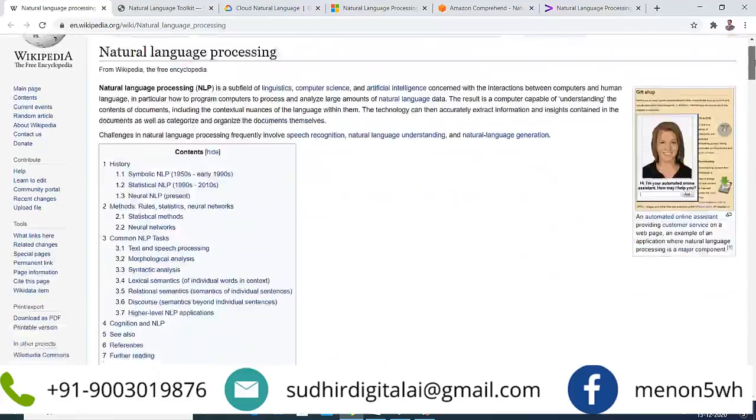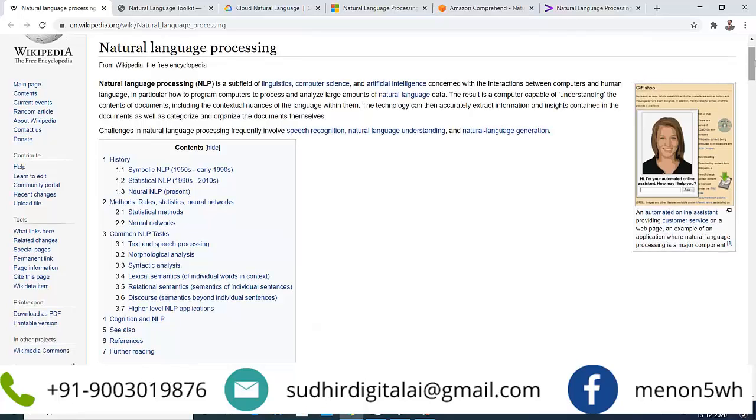So it's a very nice combination, telling you from the history to the methods: rules, statistics, neural networks. What are some of the common NLP tasks? Then it talks about cognition, cognitive computing, and NLP. And then it talks about some of the practical applications also.